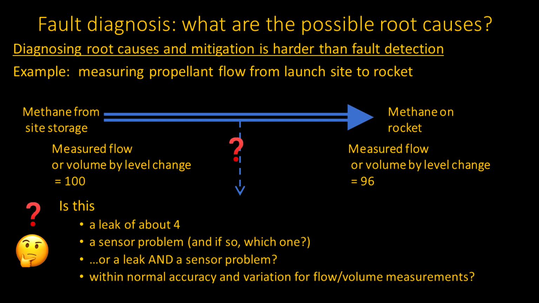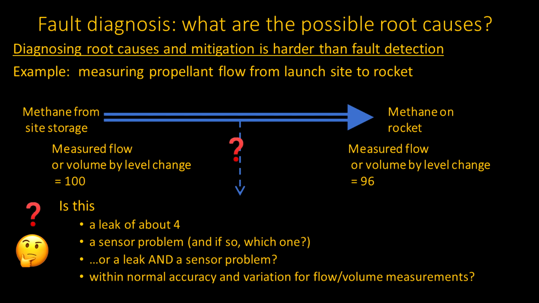So in my example here, we're saying, okay, what if you measured 100 going out, and what if the rocket only measured 96 coming in? Well, what's the situation here? Was there a leak? It looks like you lost 4 units or whatever it is, or maybe you've got a sensor problem. Maybe one of them is wrong. Maybe, but which one? You don't have enough information there to tell. Or what if you have a leak and a sensor problem? It's possible to have multiple failures.